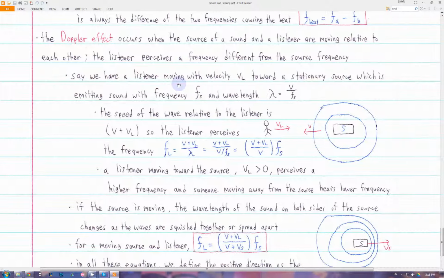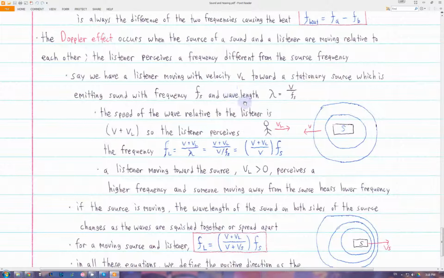So say we have a listener, this guy, which is moving towards a stationary source of sound. This sound source is emitting sound with a frequency and a certain wavelength, which is given by the wave speed divided by the frequency. So relative to the listener, the wave is actually moving faster, since, as you can see, the wave is moving this way, and the listener is running towards it. So the waves will reach the listener faster than if the guy was just standing here stationary. So the speed of the wave relative to the listener is the wave speed plus the velocity of the listener.